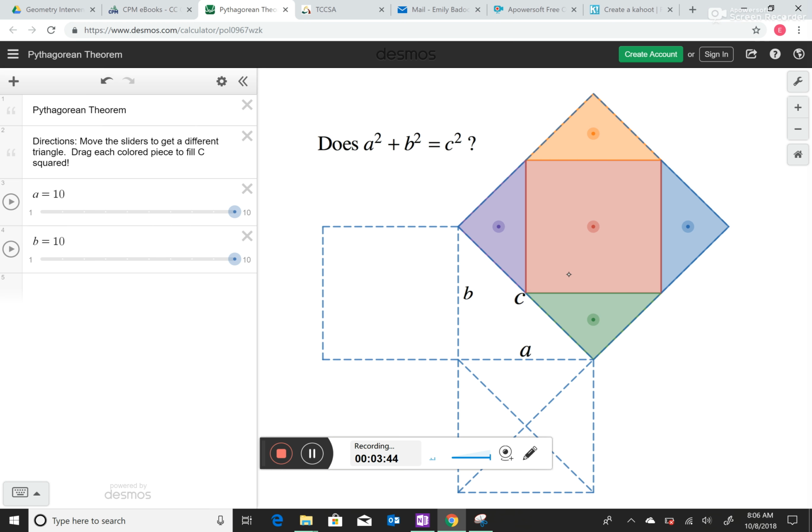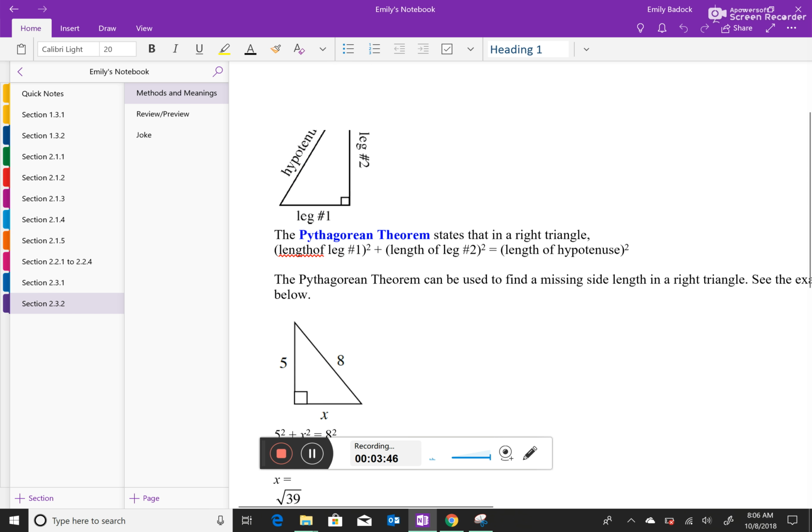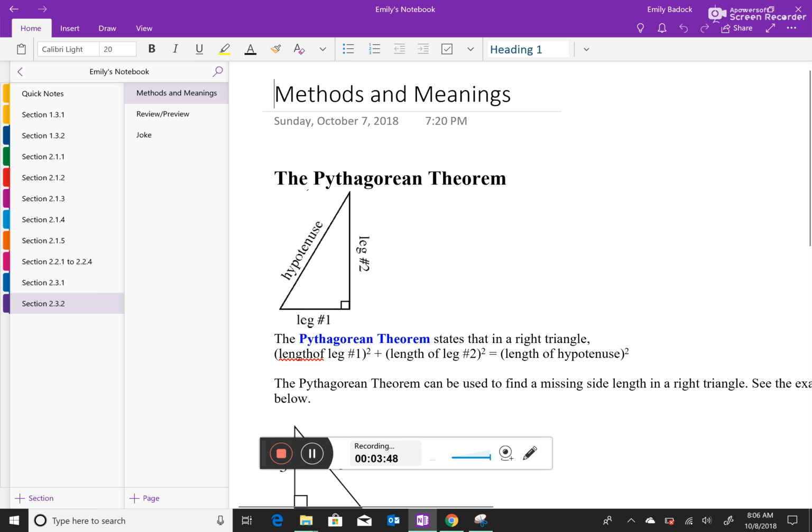Going back to this, let's talk about the methods and meanings box, which is also in your book if you need it.